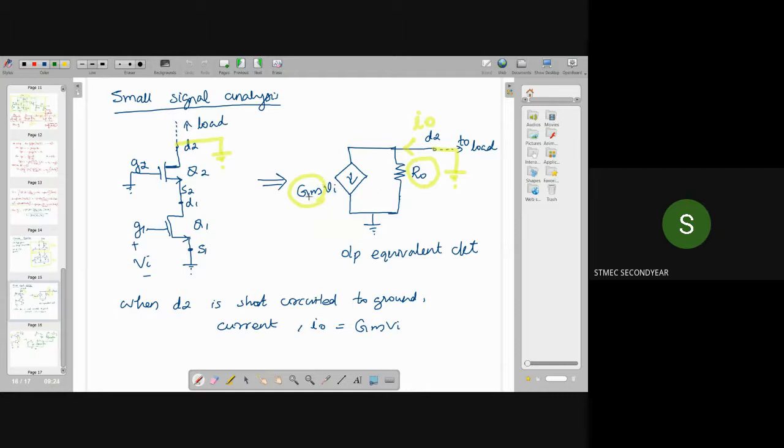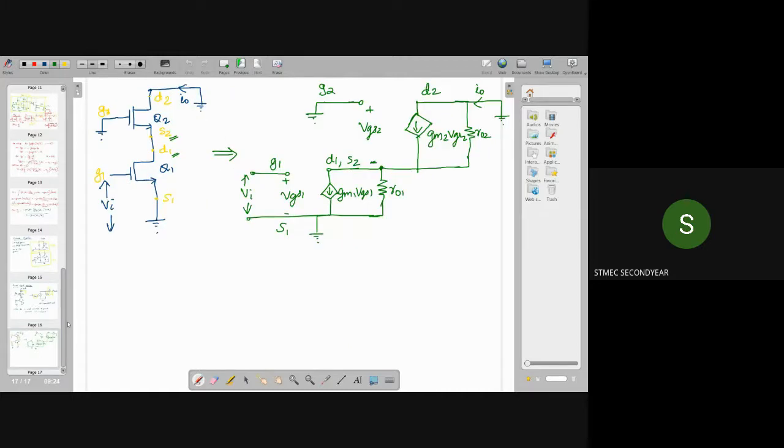We have input signal, Gm and R0. To calculate this Gm, we consider this drain terminal to be connected to ground. So with the drain terminal connected to ground, we have considered the small signal equivalent. Now we can see how to obtain the capital letter Gm. That is, Gm is equal to I0 divided by Vi. So from this equation we can find capital Gm.